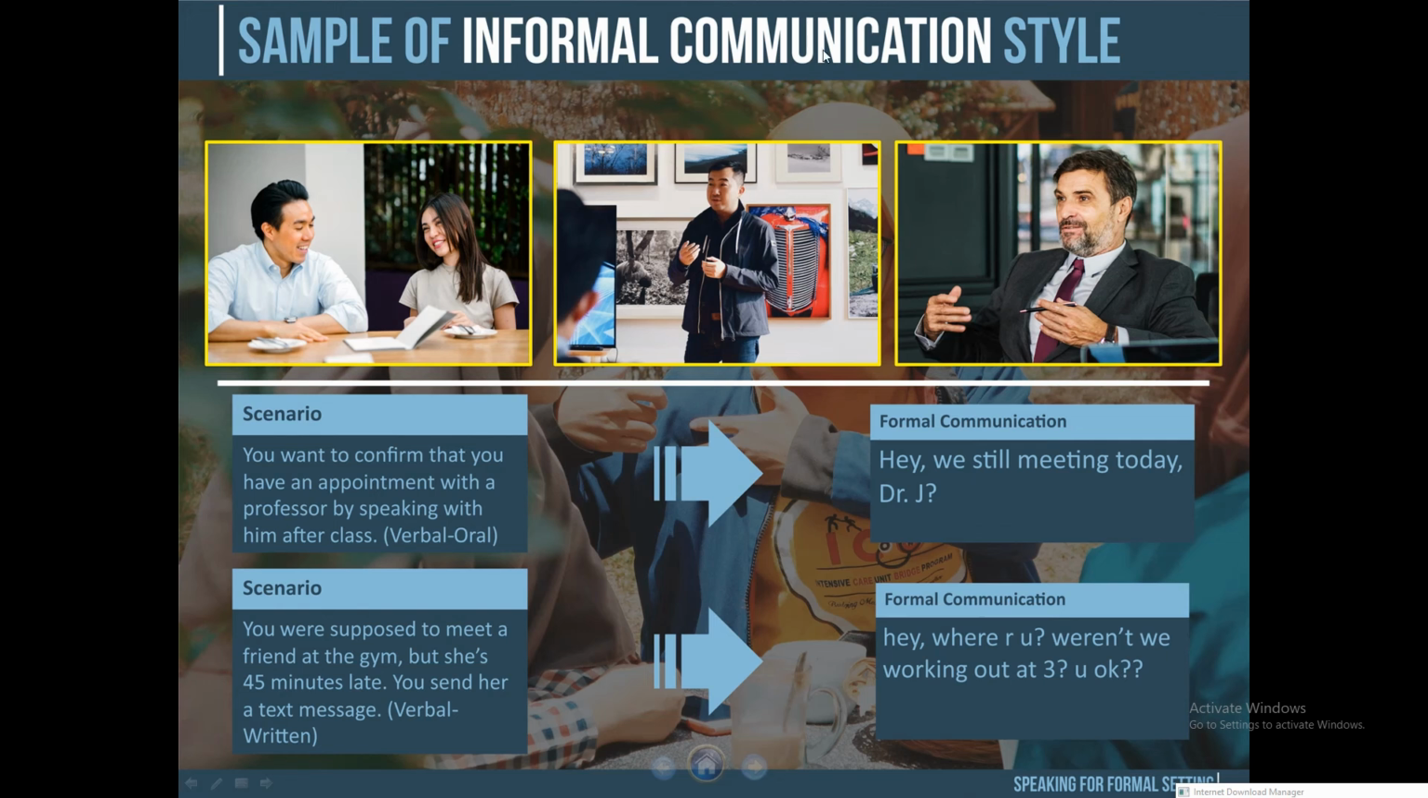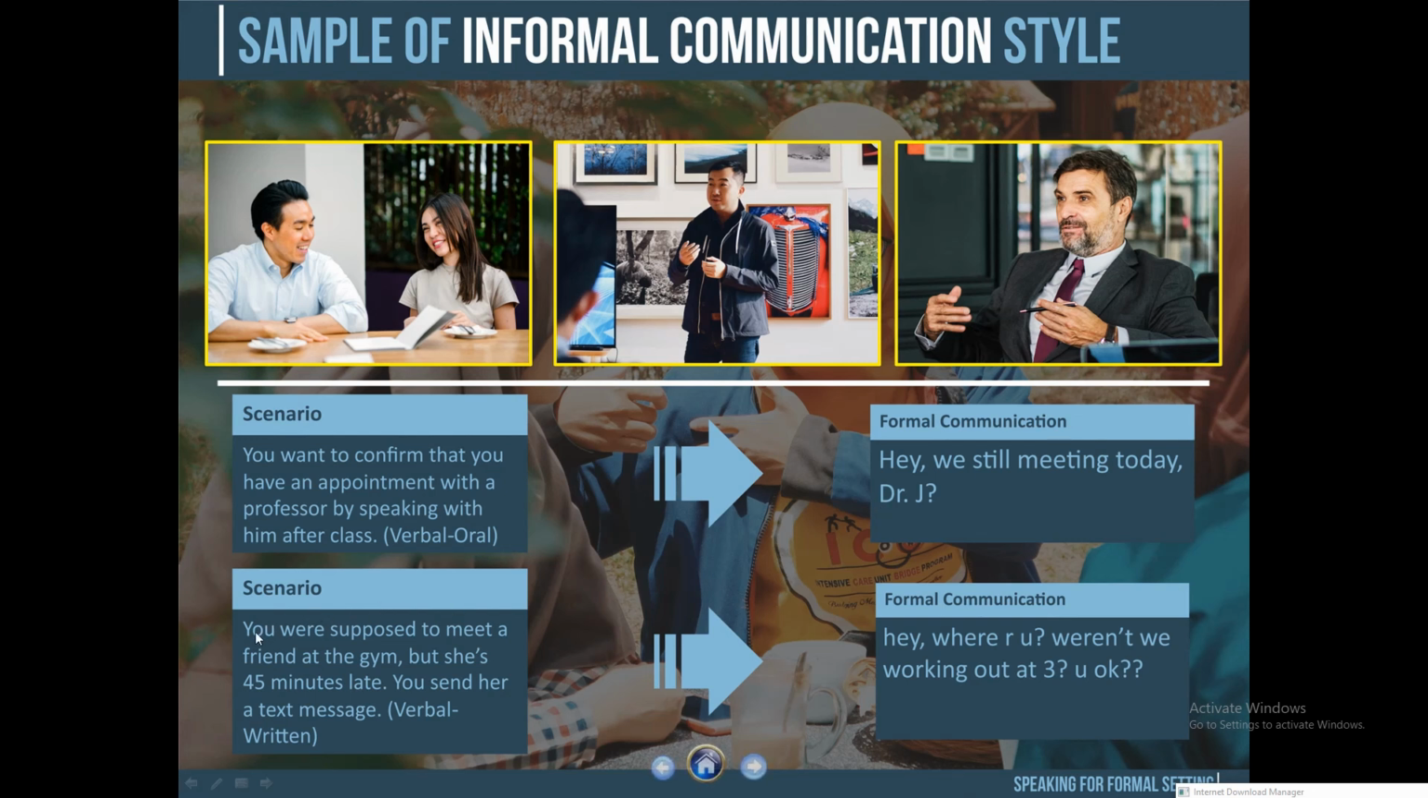Sample of informal communication styles. Scenario: you want to confirm that you have an appointment with a professor by speaking with him after class. Verbal, oral. Informal communication: hey, we still meeting today, Dr. J?